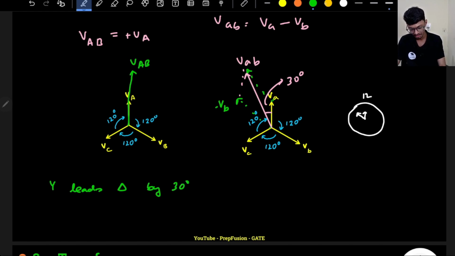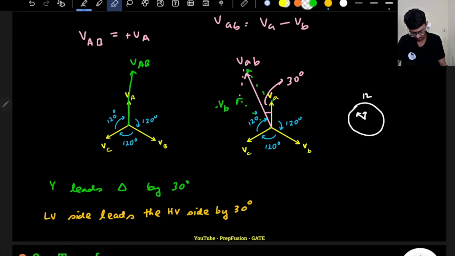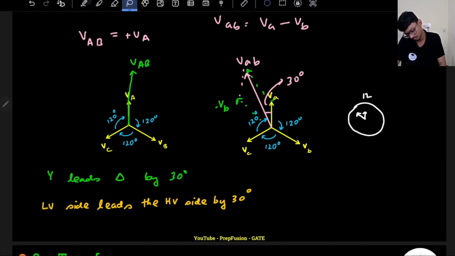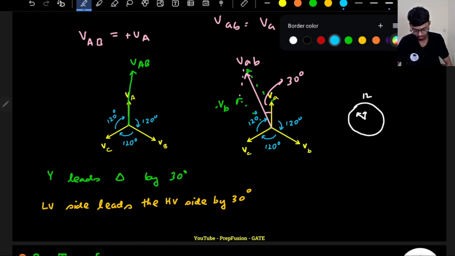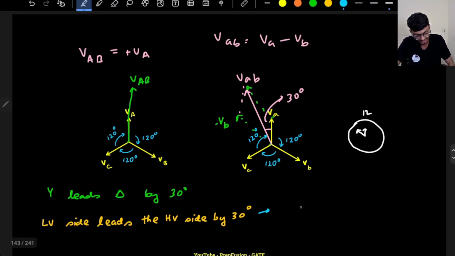Or I can alternatively say that the LV side leads the HV side by 30 degrees. Either way works. So that's how you will solve this basically. So the phase lead is 30. So what will the naming scheme be? It will be Dy11 because the delta leads the star, right?